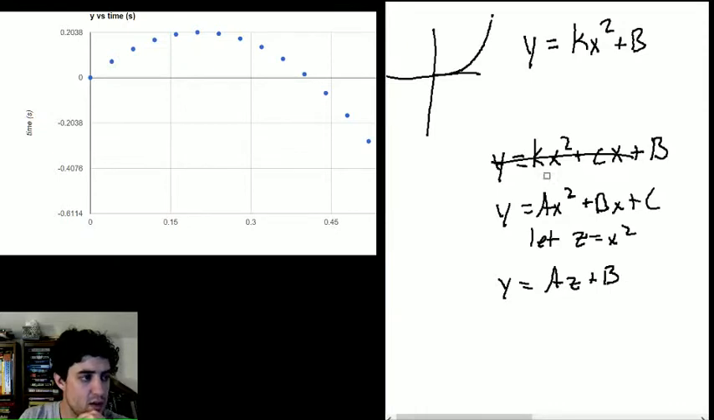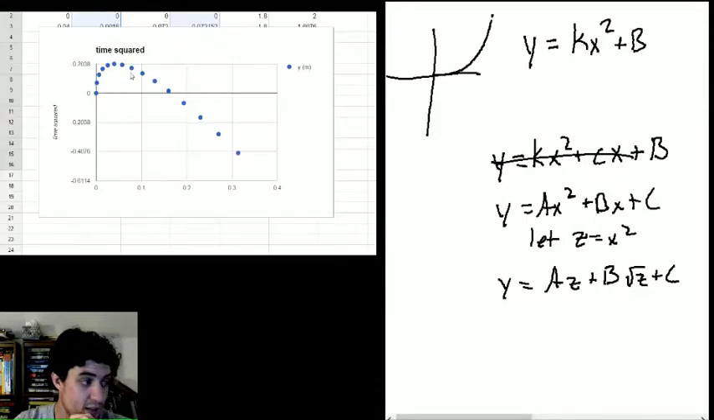Erase. Alright, so we gotta think about this one. We need to replace x, not x squared, because we have an x right there. So x is the square root of z. Well, plus c. This is not a line. You know what that is? I'll show you what that is. That is this thing. That's what that equation looks like.